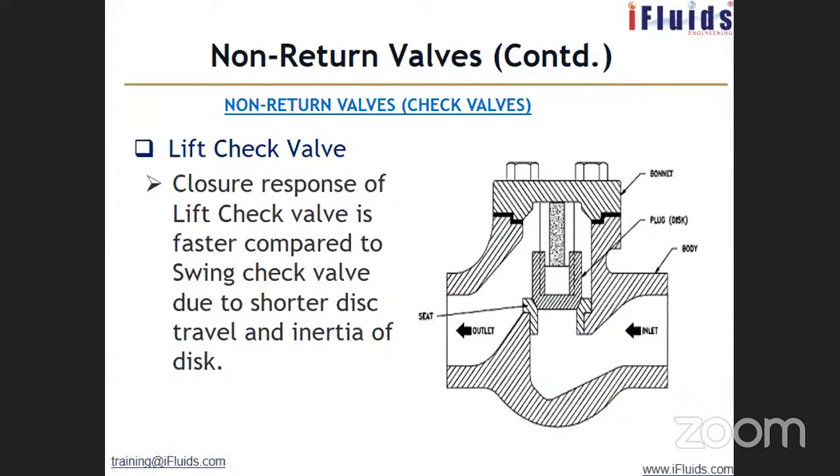And then we have lift check valve, whose closure response is faster compared to swing check because of shorter disk travel. The inlet flow lifts the plug, and then the flow is happening. When reverse flow comes, the plug will be sitting on the valve seat and tight close. This is called plug. This is the valve plug. This is the bonnet body. Other components will remain the same. Okay.